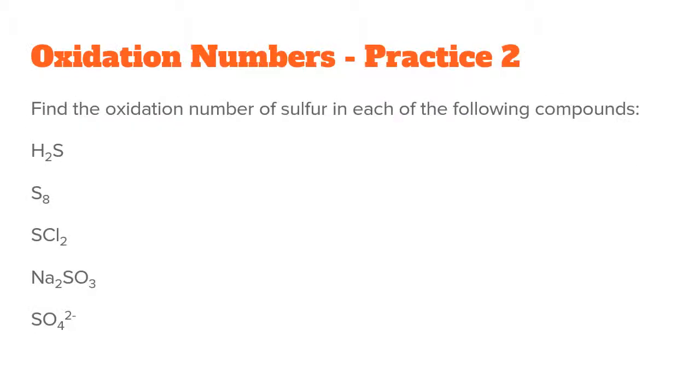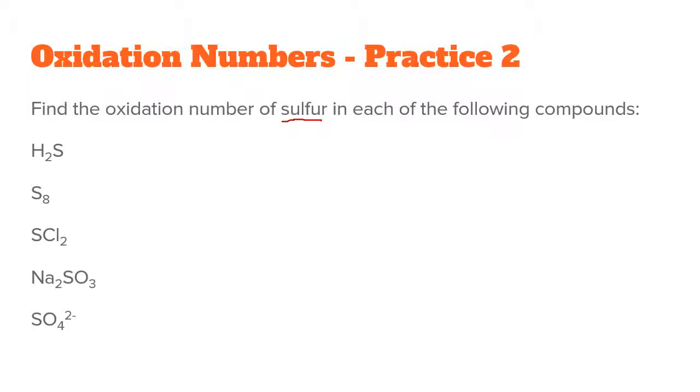Here's some more practice in finding oxidation numbers, and notice that this time we're being asked to find sulfur, which there's no rule for in our list of oxidation numbers. So we need to use the rules for the elements that we do know, and also the fact that the sum total of the oxidation numbers has to equal the overall charge.